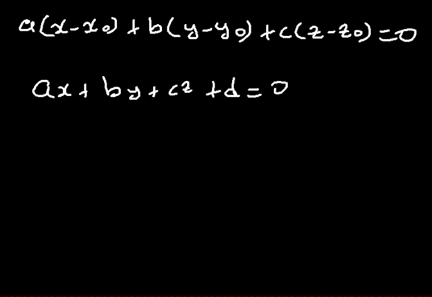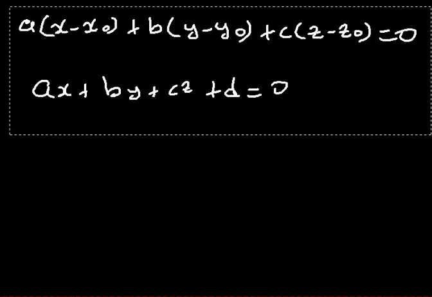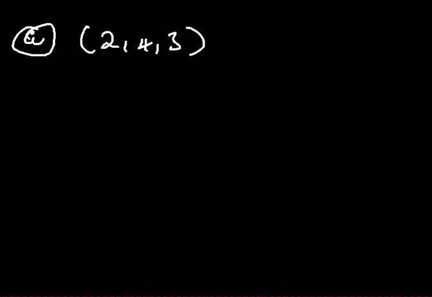Now, let's try the following cases and appreciate how we can do it. Find the equation of a plane that passes through (2, 4, 3) with a normal vector given as (2, 1, 0). Now, how should you find the equation of a plane in this case?